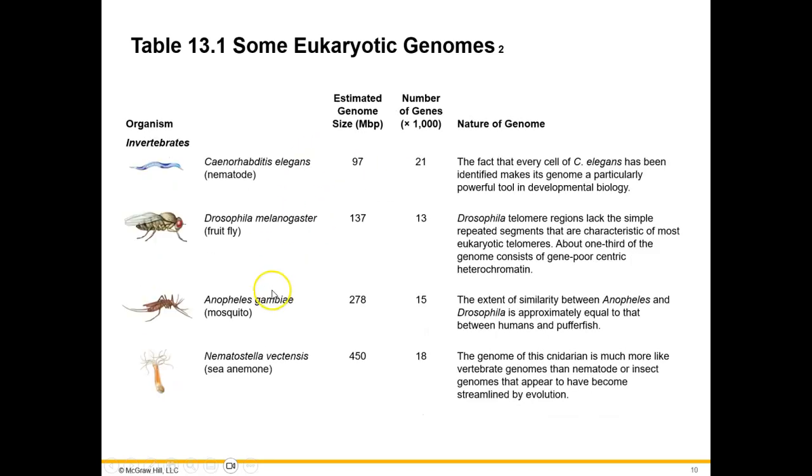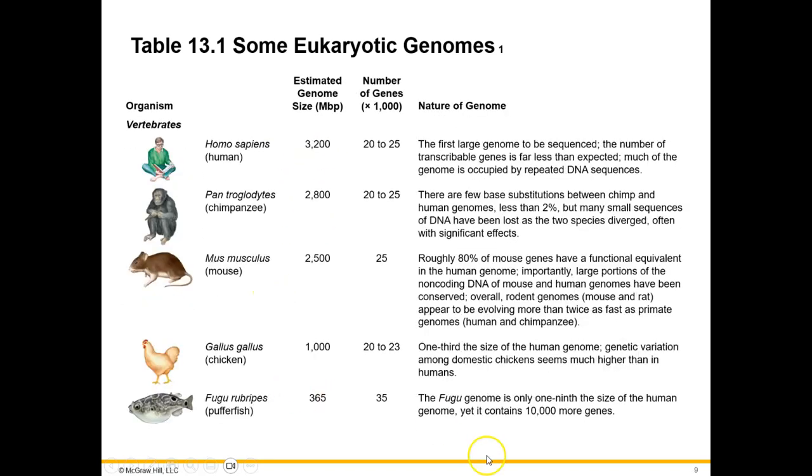Another interesting point here is that the pufferfish genome is only 1/9 the size of the human genome, yet it contains 10,000 more coding genes. So even though it is such a smaller length in size of nucleotides, it still contains 10,000 more coding genes than we have.